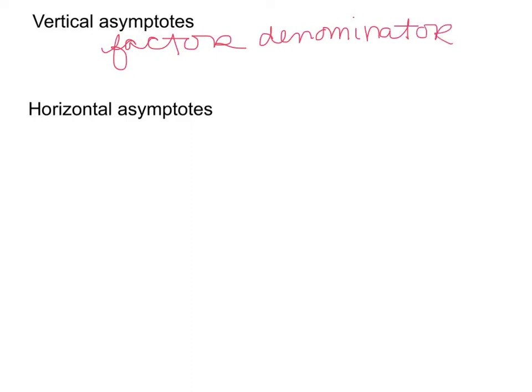To find the vertical asymptotes in these rational functions, you're still going to factor the denominator, and then you are going to set those factors equal to 0.